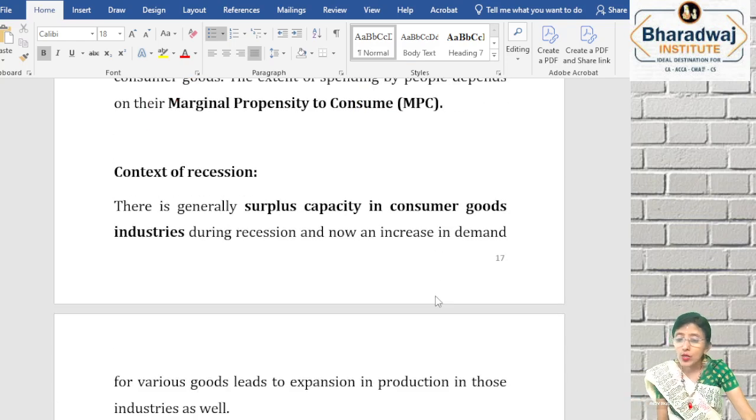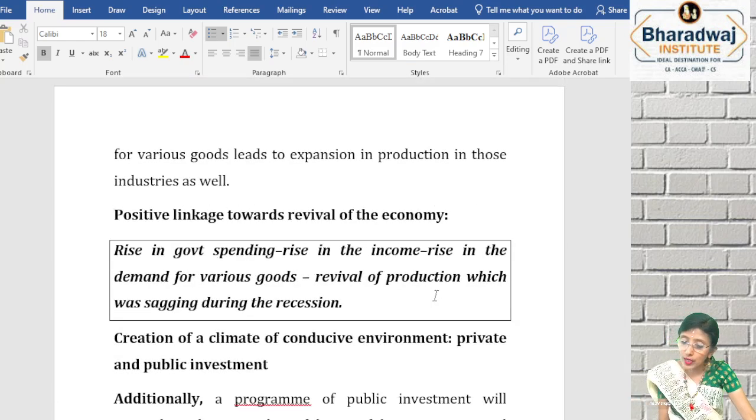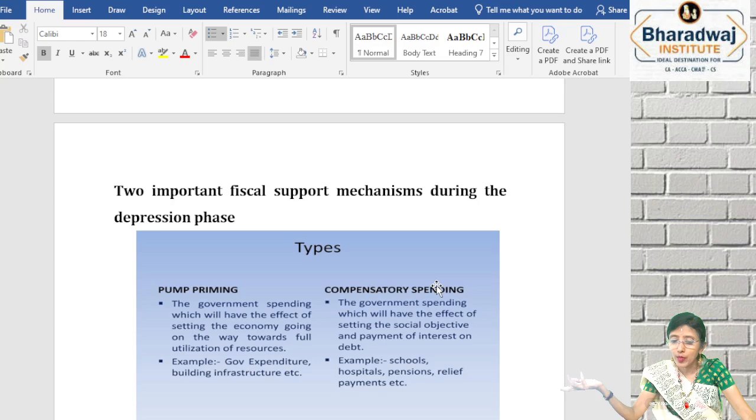MPC I gave you. So what will happen during recession? What will happen during revival? Will the government spend more during recession? Yes. Will the government have to reduce expenditure during inflation? Yes. That is the point you have to know. Basic fundamental point, isn't it?